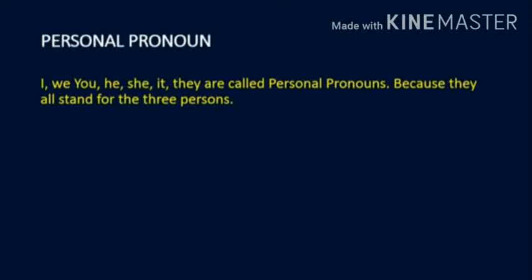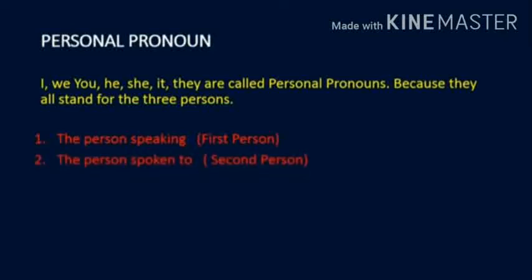First of all, do you know who the 3 persons are? You must know about that. These 3 persons are also divided into 2 types: singular persons and plural persons. Now we shall discuss. The person who is speaking is called the first person. The person spoken to, to whom the first person is speaking, is called the second person. The person who is spoken of is called the third person.